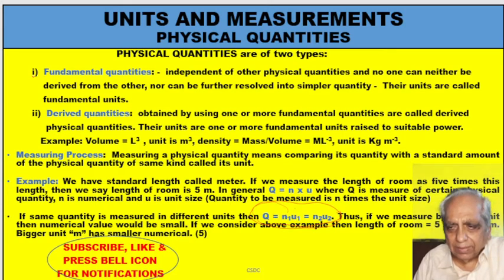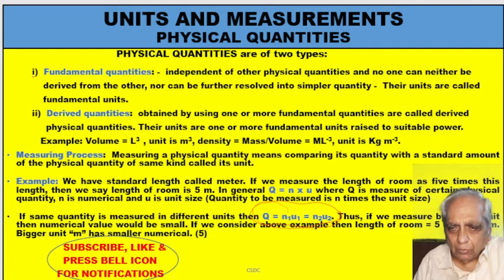Now density is mass upon volume. So the unit of density would be kg per meter cube or kg m raised to minus 3, because mass is measured in kg and volume is measured in meter cube. So for derived quantities we should write the relation of the derived quantity in terms of fundamental quantities and we will get the units.